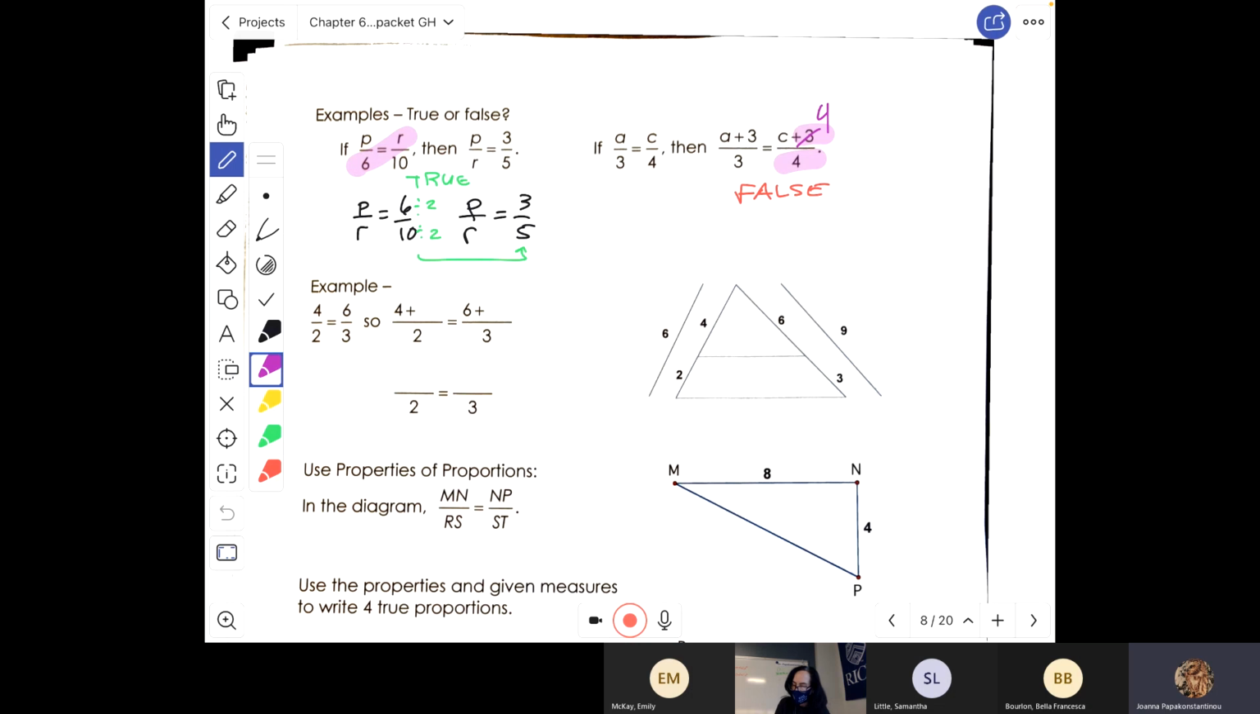Now let's put some of this stuff together and see what we can do with these triangles. Okay, in this first example, let me look at the components. Let's see what I've been given. I've been given 4 over 2, so 4 over 2 equals 6 over 3.